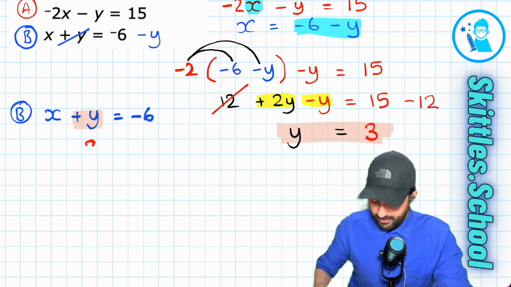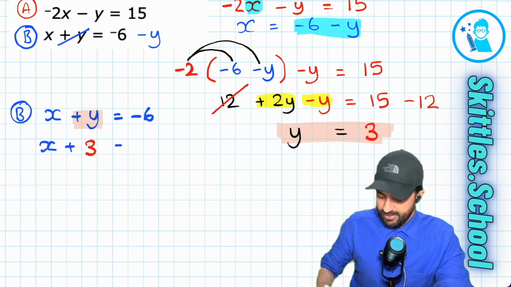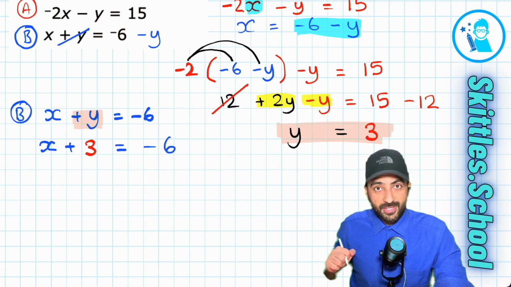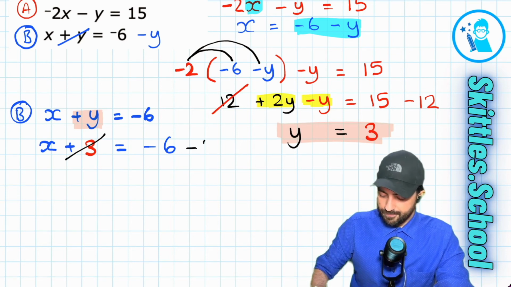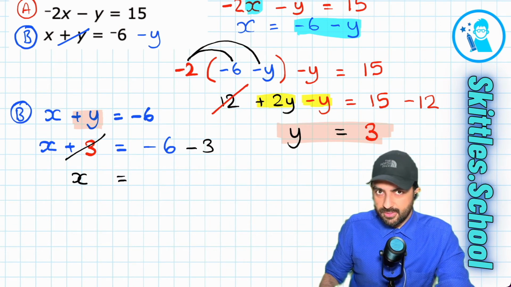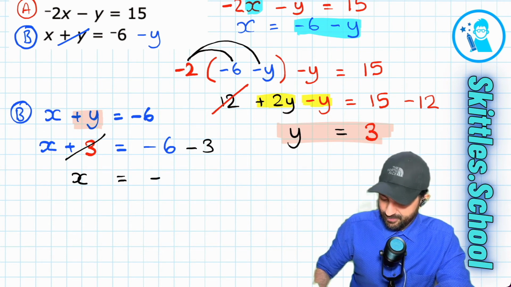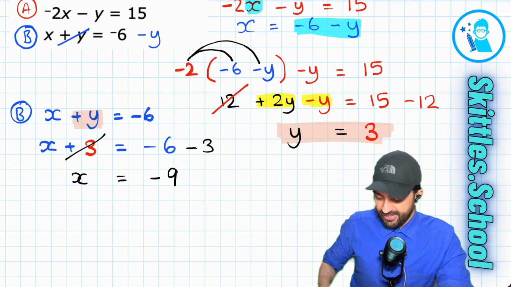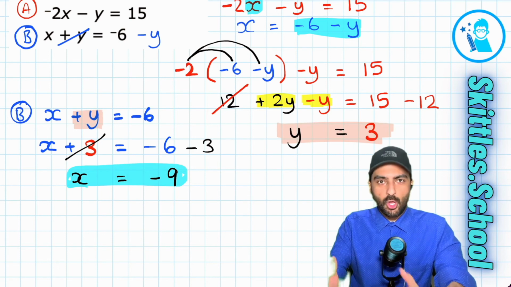If y is 3, x plus 3 equals -6. And now we're going to solve for x. If I subtract 3 from both sides, I'm left with x is equal to -6 subtract 3, which is -9. So now we have a value for x. X is -9. So we've worked out y, we've worked out x, but how do we know if it's correct?